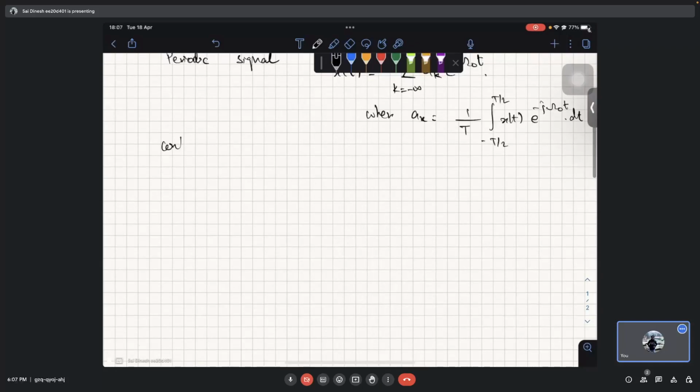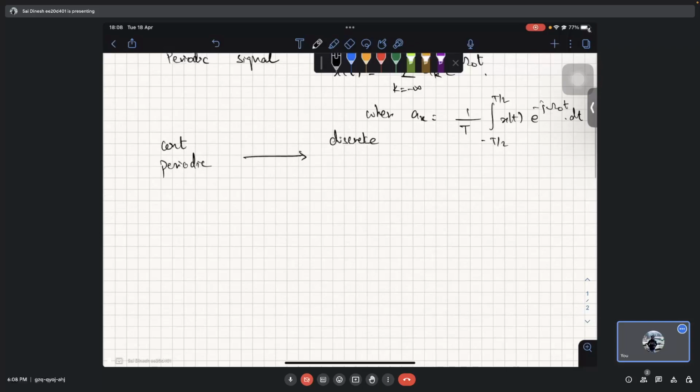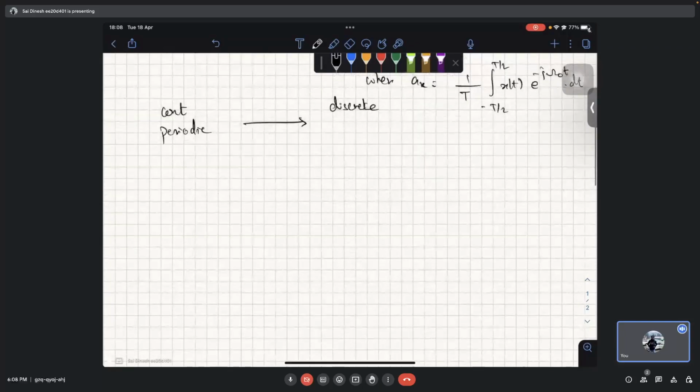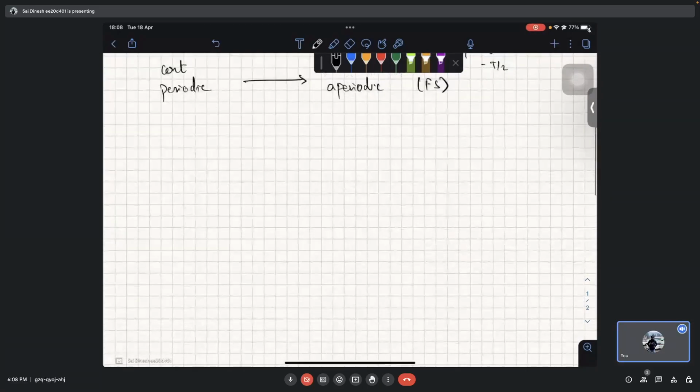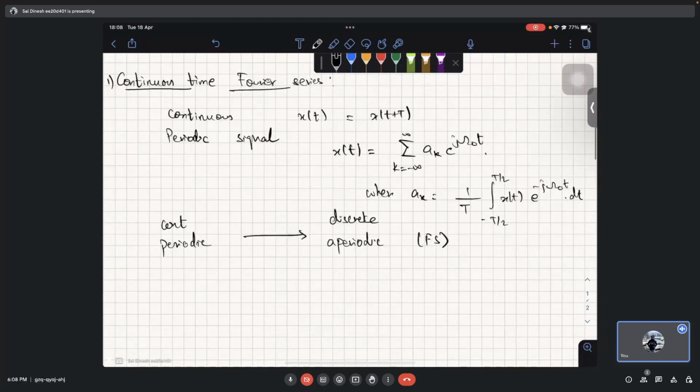So continuous periodic is giving discrete aperiodic Fourier series. Okay, so this is the first one.